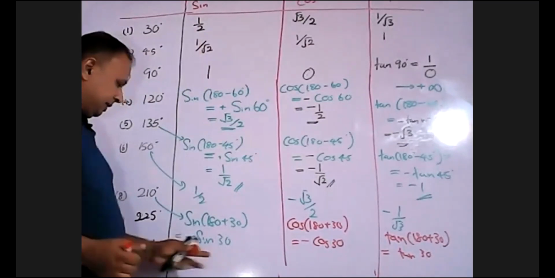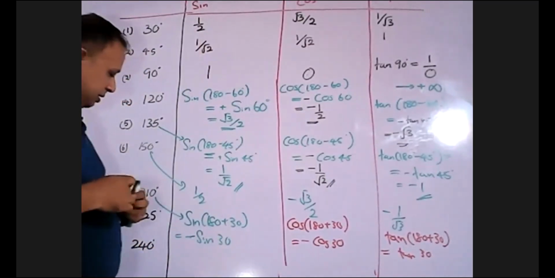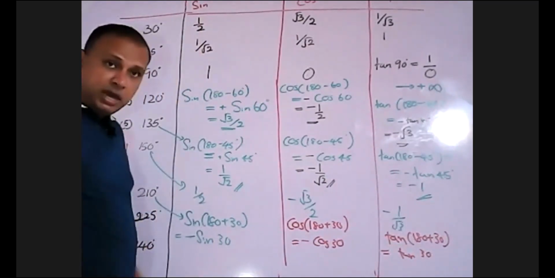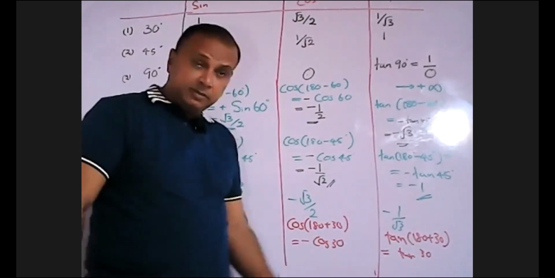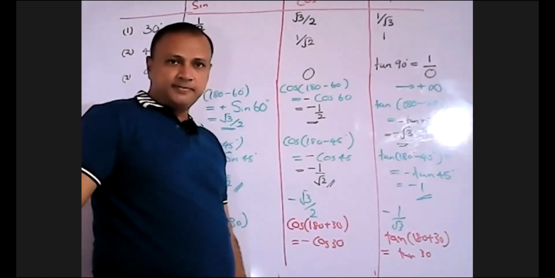Then you can substitute the appropriate values. Sin 30 means half. Cos 30 means minus root 3 over 2. This one is 1 over root 3.